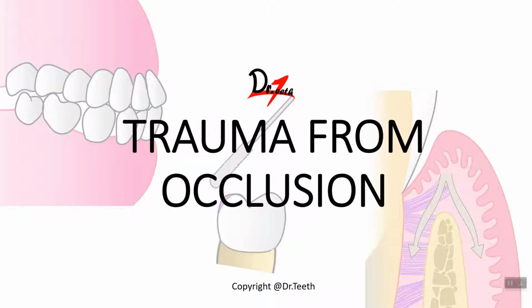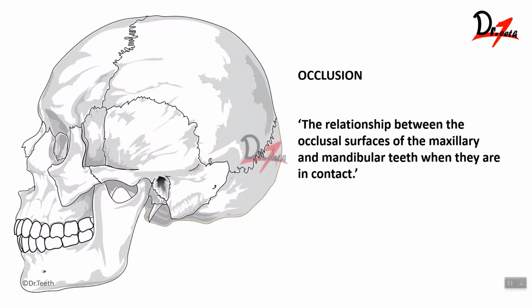Now let's discuss what exactly is occlusion. Occlusion is the relationship between the occlusal surfaces of maxillary and mandibular teeth when they are in contact. If we see the picture right here, this is the occlusal surface of the maxillary and mandibular teeth, and when they fall in contact with each other, it is termed as occlusion.